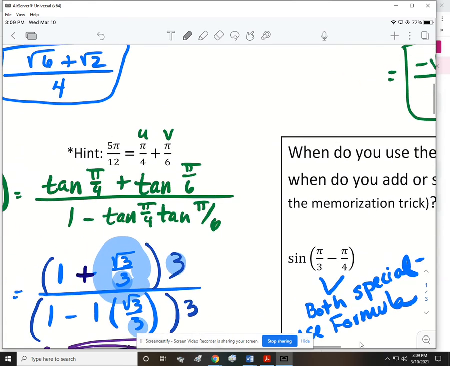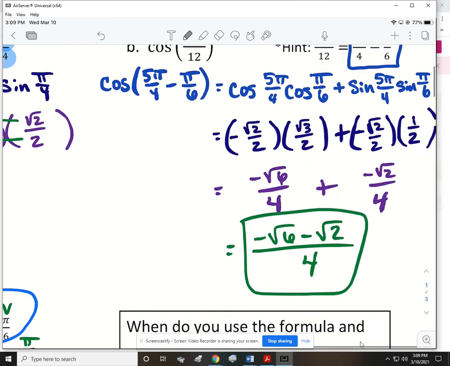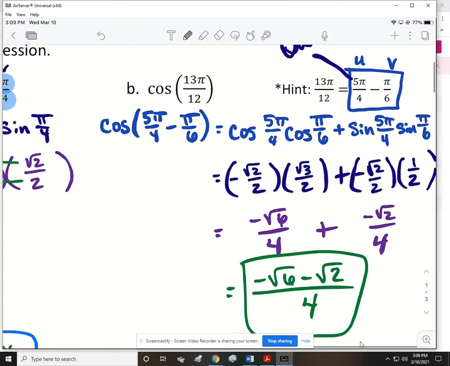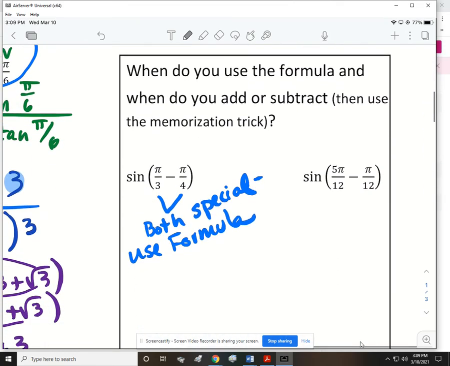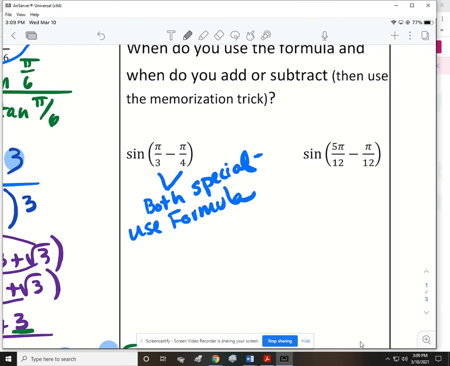So whenever we were finding our U and our V, they were always special angles. Now, when you look at this other one, when that denominator is 12, it's not special. So it's the sine of 2 angles that are not special.